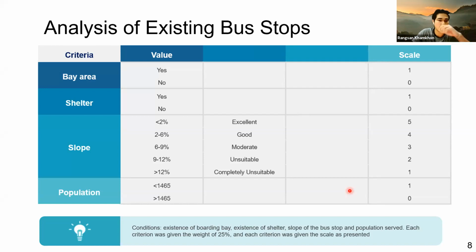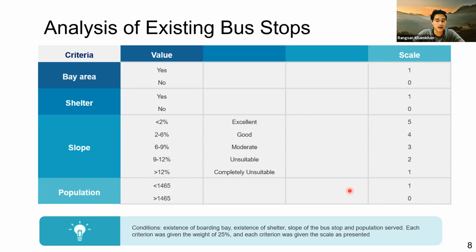I will go to the slope. If the slope value is less than 2%, it means excellent suitability of the bus stop location. The scale will be 5, up until the slope value is more than 12%, which means completely unsuitable. The scale will be 1.